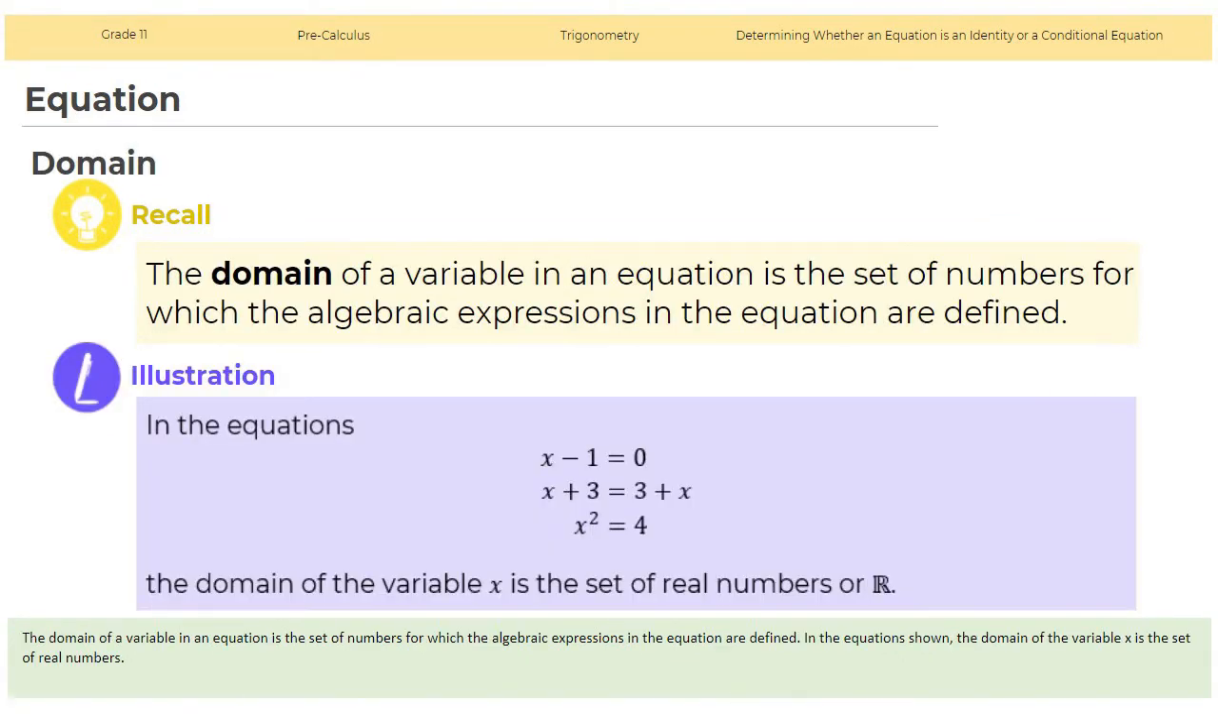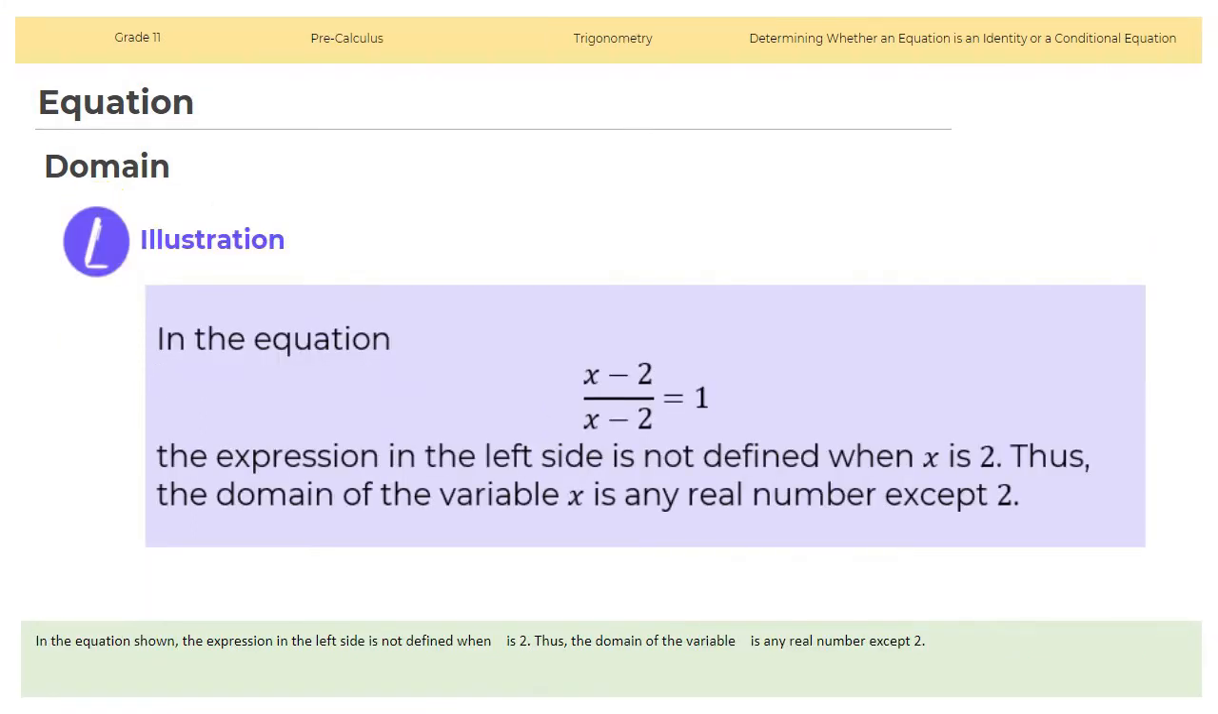The domain of a variable in an equation is the set of numbers for which the algebraic expressions in the equation are defined. In the equations shown, x minus 1 equals 0, x plus 3 equals 3 plus x, and x squared equals 4, the domain of the variable x is the set of real numbers. In the equation x minus 2 all over x minus 2 equals 1, the expression on the left side is not defined when x is 2. Thus, the domain of the variable x is any real number except positive 2.